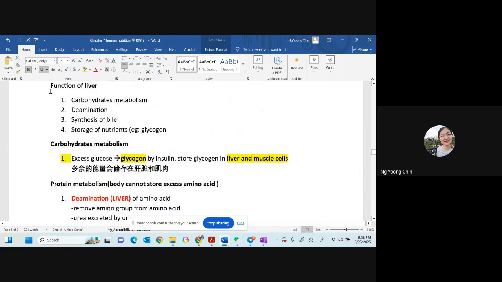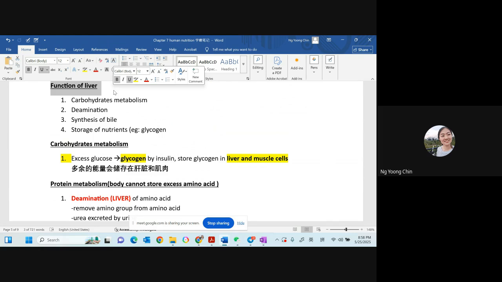Okay, now we talk about the function of the liver. Whenever the question asks you to state the function of the liver, this is an example of the answer you should write. The liver is able to carry out carbohydrate metabolism. It means they are able to convert glucose into glycogen, or glycogen into glucose.